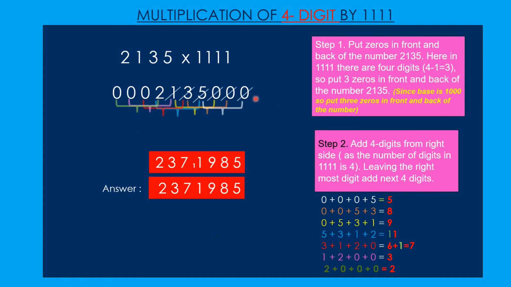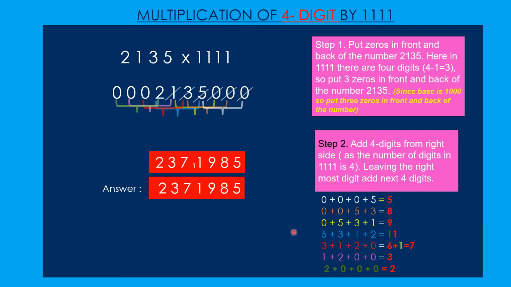So add 4 digits from right side because the number of digits in 1111 is 4. When you add, you leave the rightmost digit and then you add the next 4 digits. So let's start. 0 plus 0 plus 0 plus 5 is 5. Alright. So leave this 0 and then 0 plus 0 plus 5 plus 3. Alright. And then you write here 8. And then you leave 0 and then you add next 0 plus 5 plus 3 plus 1 is 9.